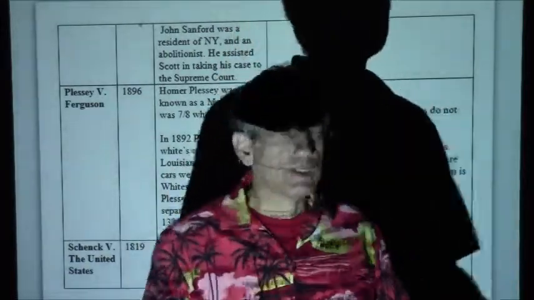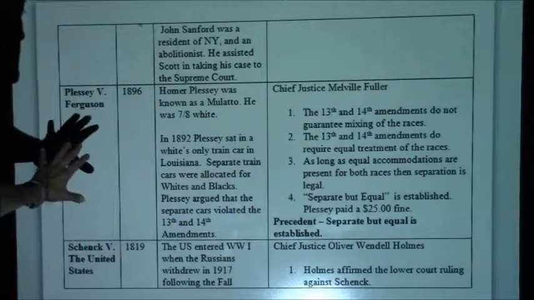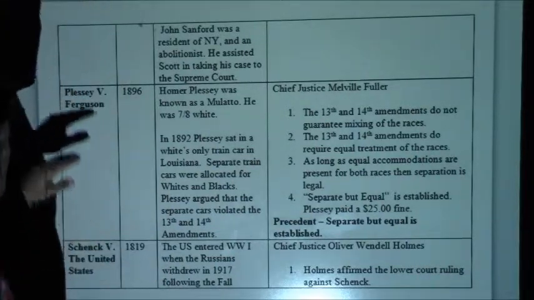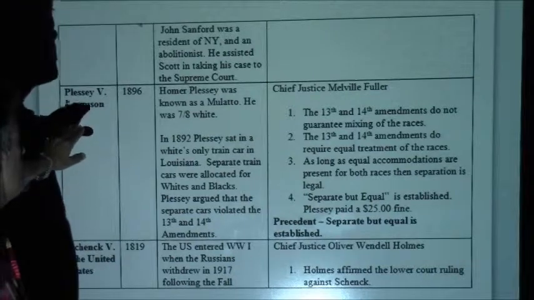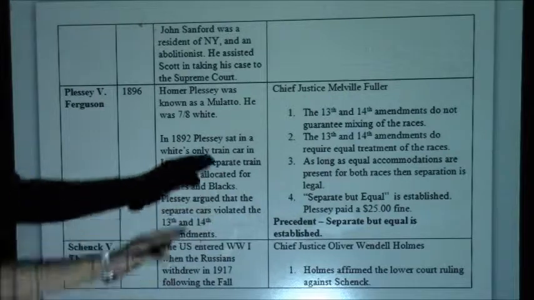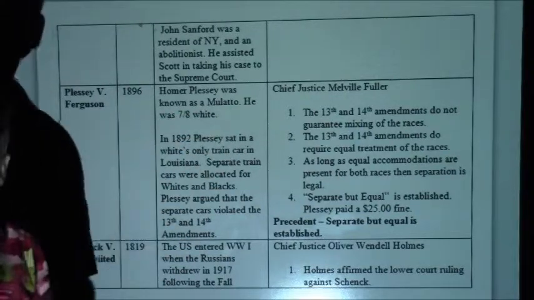Let's take a look at the situation in the case here. We're looking in the middle. Plessy v. Ferguson, 1896. Again, Ferguson was an official of the railroad in the state of Louisiana. Homer Plessy was the plaintiff, Ferguson was the defendant. Homer Plessy was known as a mulatto. He was 7/8 white.